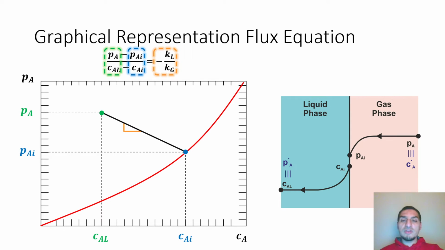Also, regarding the driving force, you can easily see it. In the gas phase, the driving force is PA minus PA interface. In the liquid phase, the driving force is CA interface minus CL. So this is something you can easily see. The CA interface minus CL is this distance. You can see the driving force visually with your eyes. The same for the gas phase.